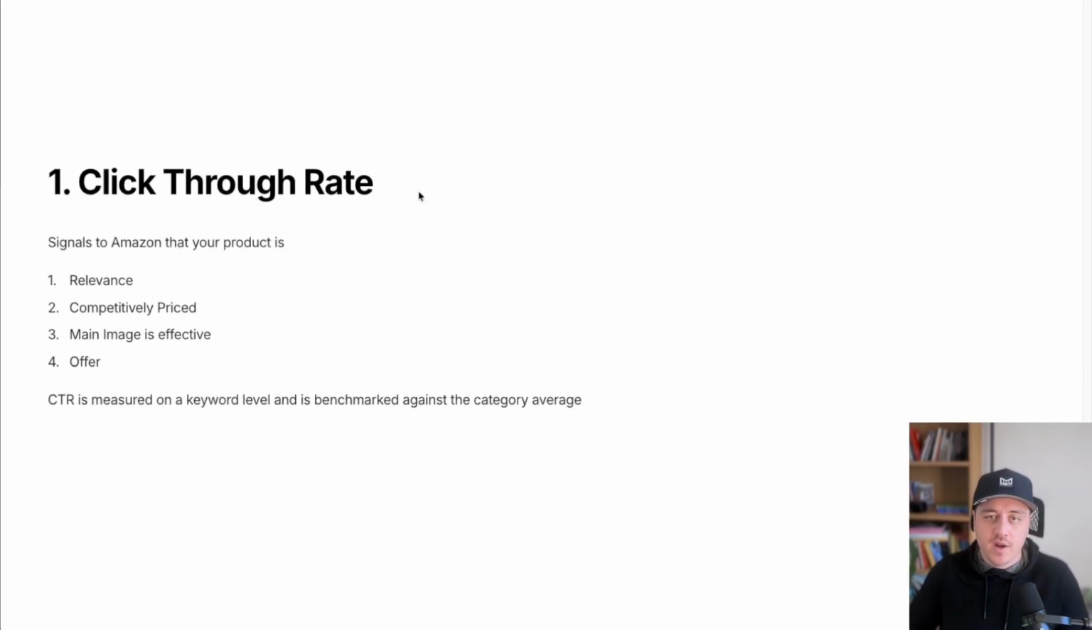So the first thing that we're going to look at today is click-through rate. Click-through rate is simply the equation of how many people see your product relative to how many people actually click through to the PDP itself. What click-through rate signals to Amazon is that your product is relevant, it is competitively priced, the main image is effective and engaging, and your offer seems aligned and a fair value.